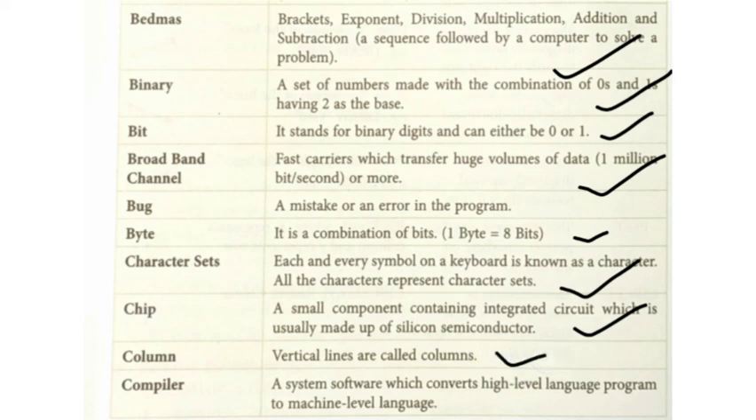The last one is compiler. A compiler is a system program which converts a high-level language program to a machine-level language. So this is a kind of mediator between you and your machine. When you pass some instruction to a computer system, a compiler converts it into machine language so that the computer can understand your instruction in its own language.